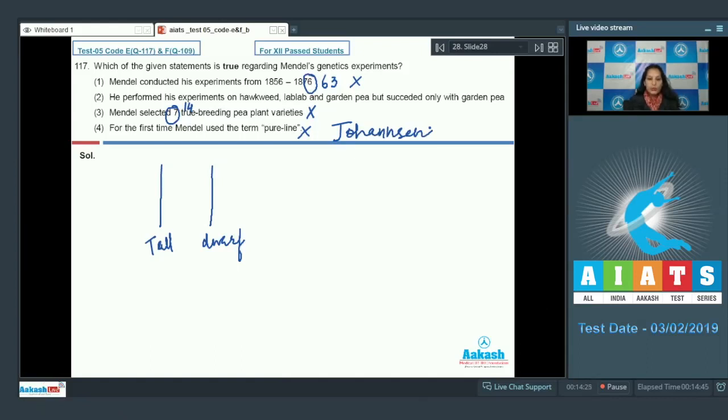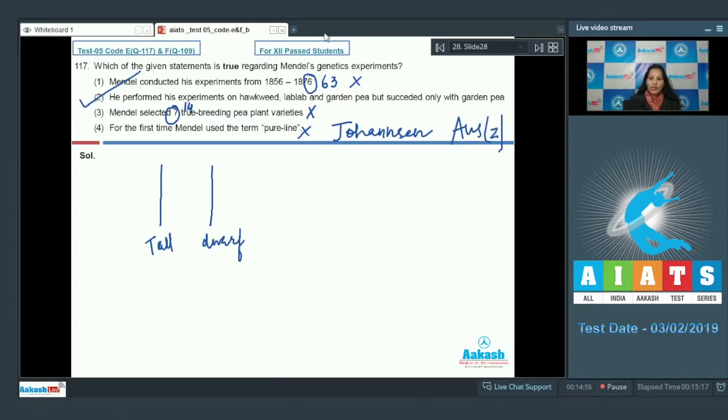Now see the second one. Mendel performed his experiments on hawkweed, bulb and garden pea, but succeeded only with the garden pea. Yes, it is true. Many of you may be knowing about it that he performed many experiments on many different plants but succeeded only in the garden pea, that is Pisum sativum, which you eat daily in your vegetables. So the correct option for the given question is option number 2.